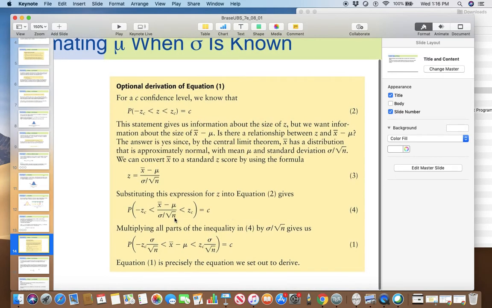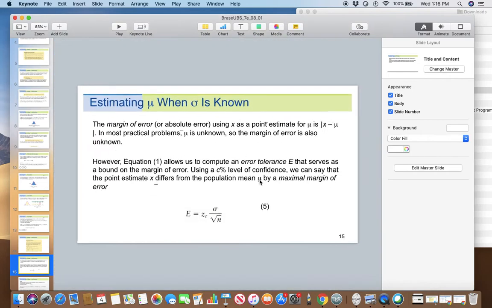All right. You can multiply all the sides by the denominator. So negative ZC times sigma over radical n is less than sigma over radical n times the fraction. Well, that cancels the denominator and you're left with x bar minus mu is less than ZC times sigma over radical n. The whole point of multiplying by this is to cancel the denominator. So this is equation 1.